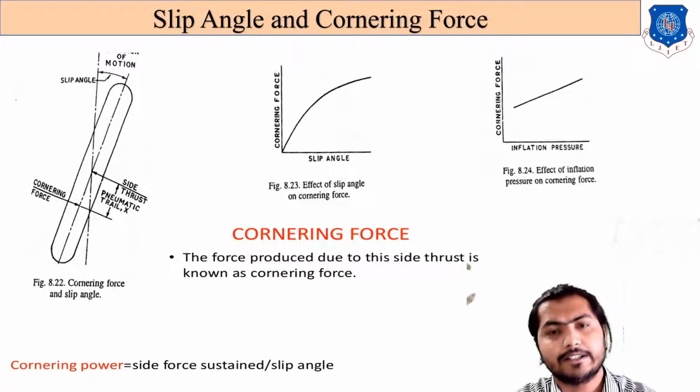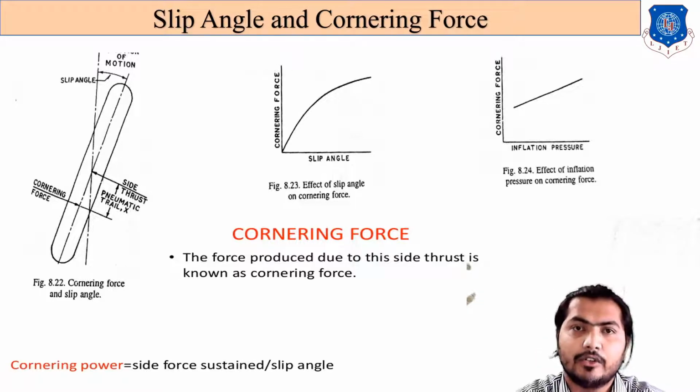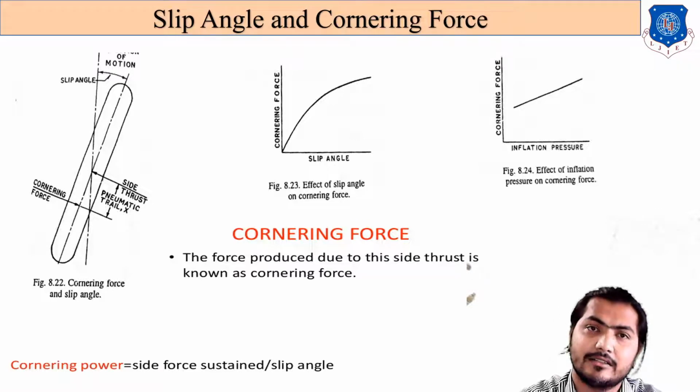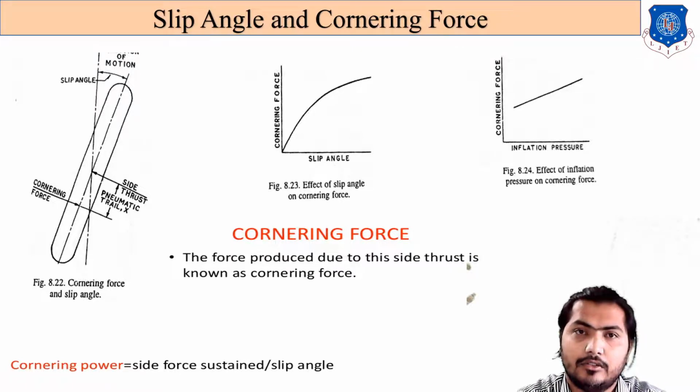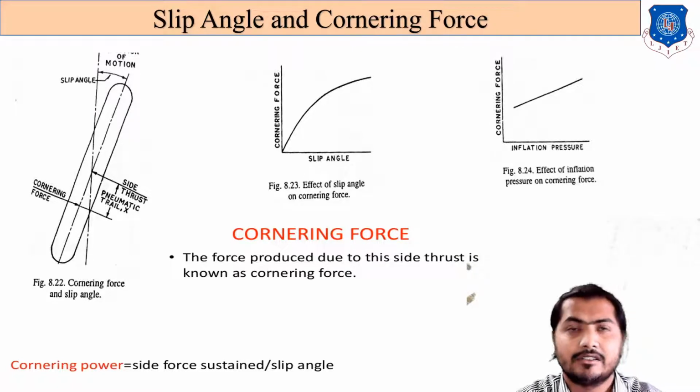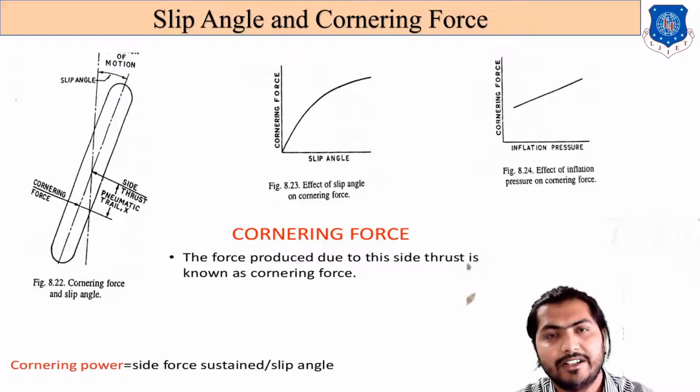While taking a turn on a road, a centrifugal force comes on the vehicle. To compensate that centrifugal force, a side thrust force is applied on the wheel. Again, I repeat, while taking a turn at high speed, centrifugal force comes on the vehicle. At that time, a side thrust is produced due to centrifugal force.